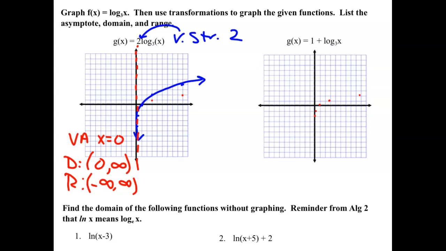Okay, for this last graph, the +1 is in front, and some books always write log equations that way. We're used to seeing that +1 on the end, right? It means the same thing. So what kind of transformation are we looking at? Up 1. We're going to shift everything up 1. It did not affect asymptote, domain, and range, so all of this applies to that one as well.